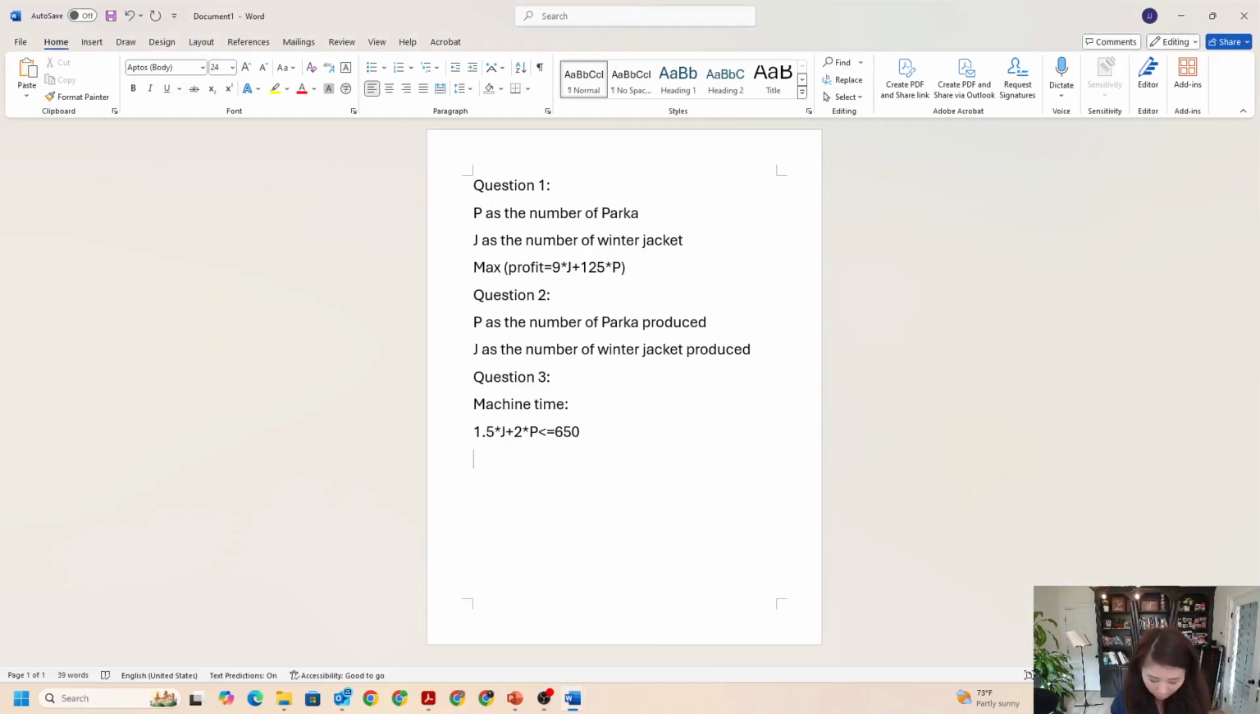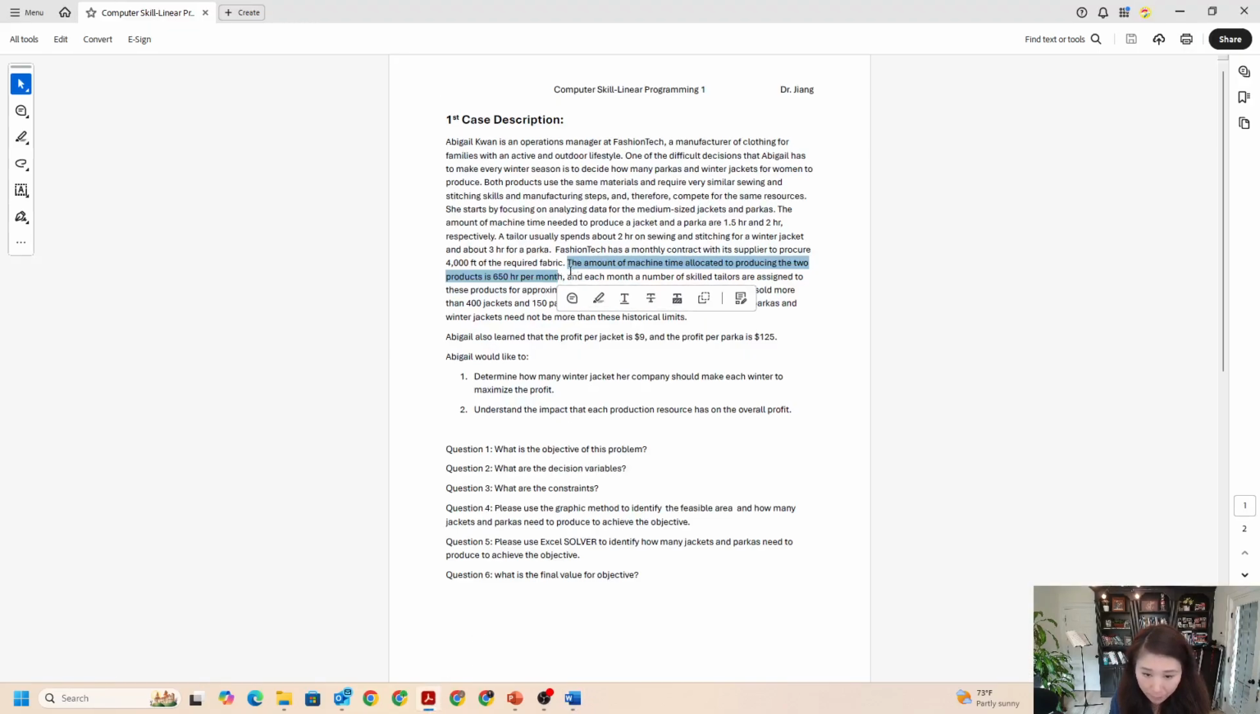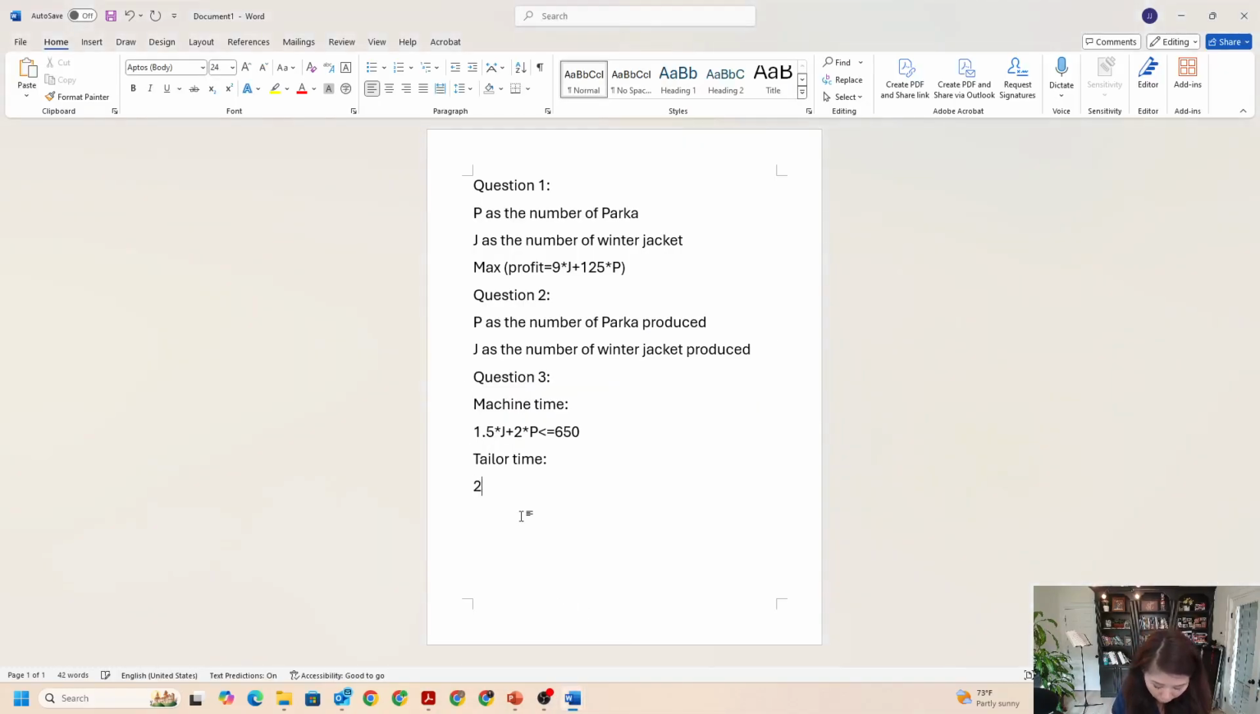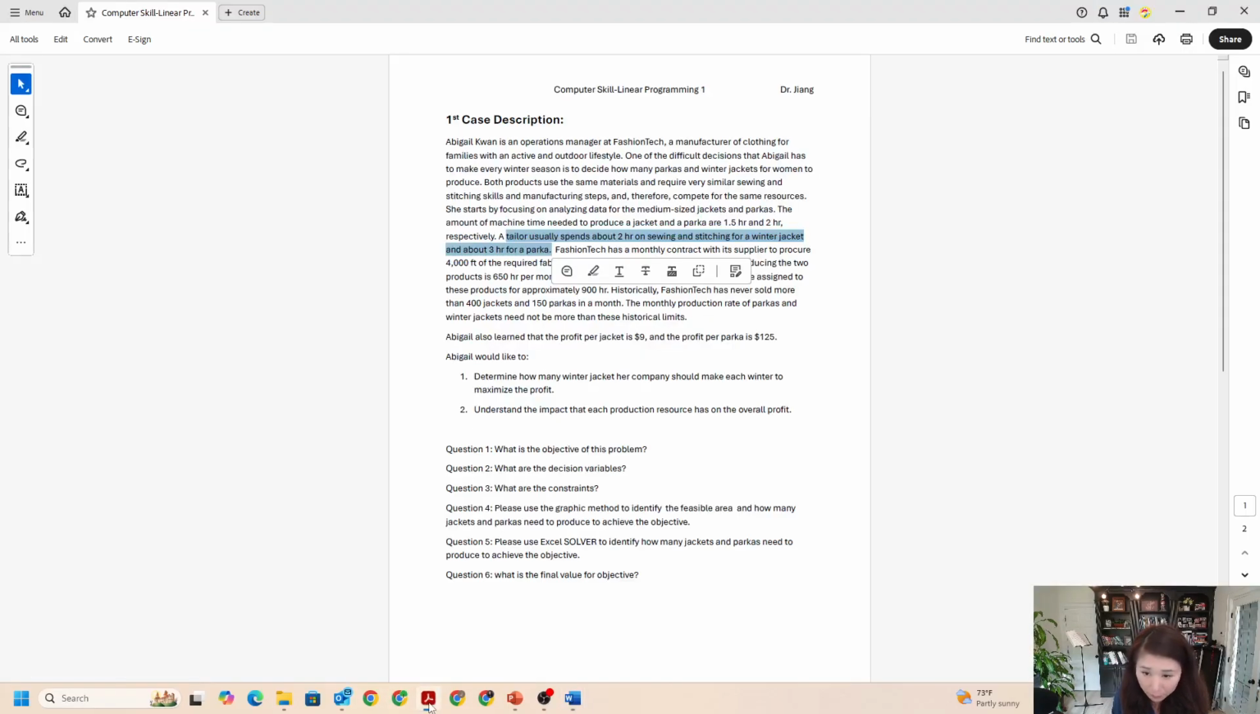Perfect. So the second constraint is related to Taylor's time, right? First of all, we need to identify, in order to produce J amount of jacket and P amount of Parker, how many hours the Taylor needs to spend, right? So we are reading the case again. Okay, the Taylor usually spends 2 hours for a jacket and 3 hours for a Parker. So therefore, 2 times J plus 3 times P is how many hours we will use of Taylor's time. Okay, Taylor's time, to make sure I type the number right.